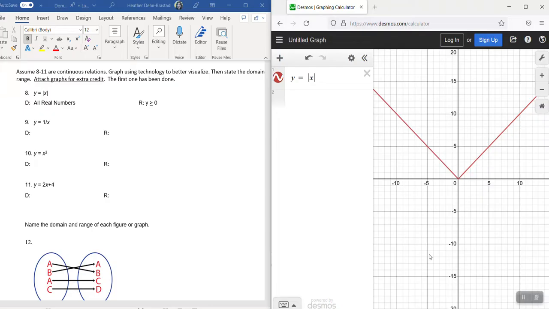The range, however, never goes below the X-axis. So that means the range can be 0. Right here, it's 0, 0. But it never will be negative for the Y values. So I write Y is greater than or equal to 0.